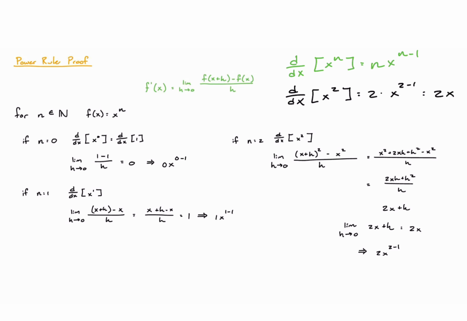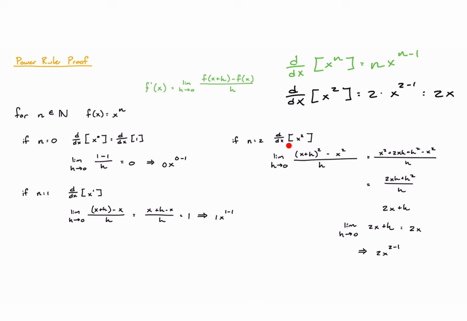With 1, we can do the same thing. That's x to the first power. We get x plus h minus x. The x's cancel out, and we get h over h, which is 1, which can also be written as 1 times x to the 1 minus 1, which is just 0, and any power raised to the 0 is 1.